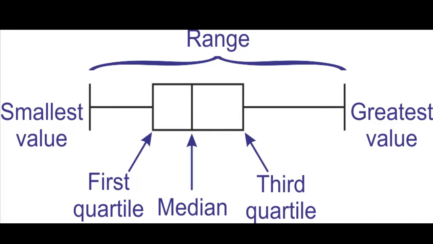Real quick review of box and whisker plots shows that we're graphing from the smallest value to the greatest value and calling the distance between them the range. The box consists of the first quartile, the median value, and the third quartile.